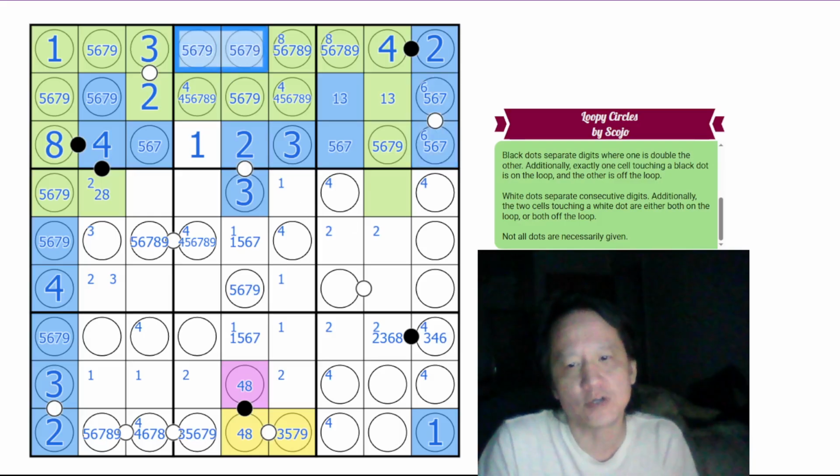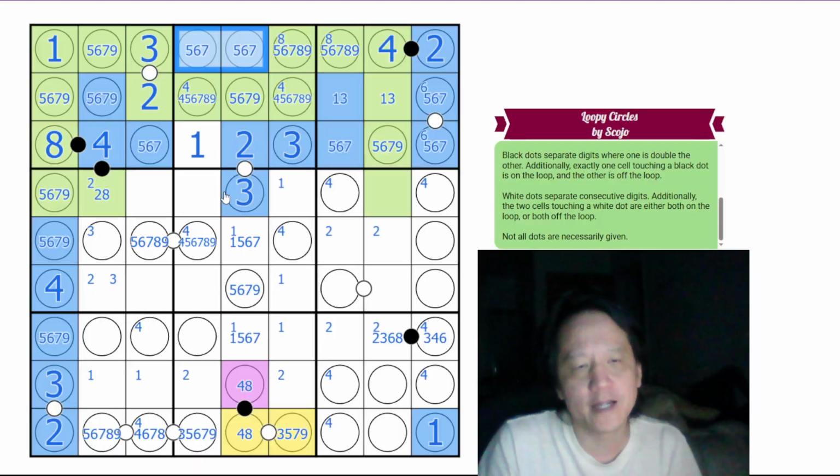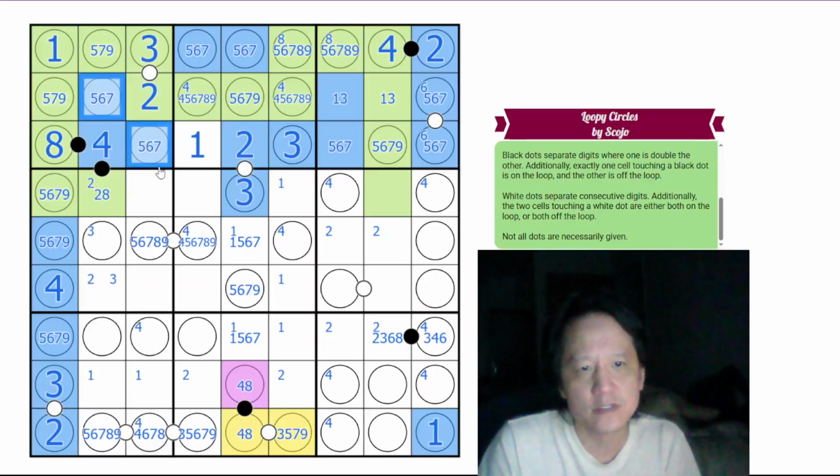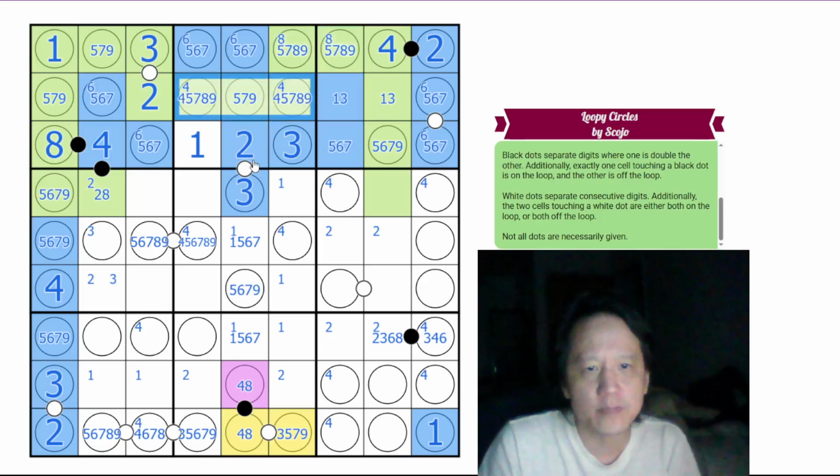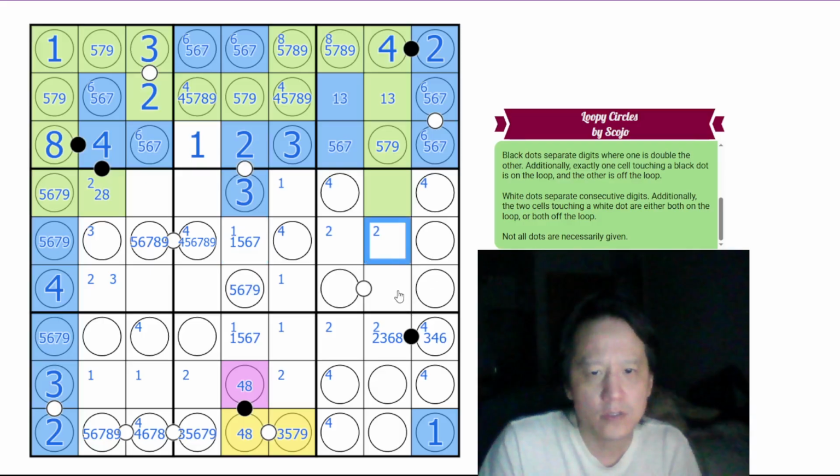Because those digits are off the loop, 9s have to be on the loop. So this cannot be 9. These can't be 6. So 6 is guaranteed to be off the loop, but we don't know where. That means this can't be 6 here. This can't be 6 here. This can't be 6 on the loop here. So this is guaranteed to be 6, so this cannot be 6.